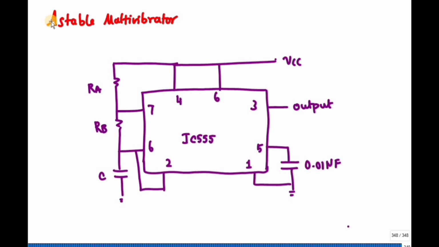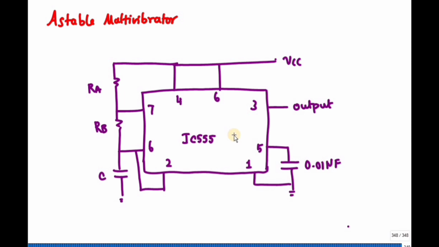In this video, we are going to discuss the astable multivibrator using IC555. This is the connection diagram of the astable multivibrator. Here you don't have any trigger pulse. Without any trigger pulse, it is going to generate a rectangular waveform.